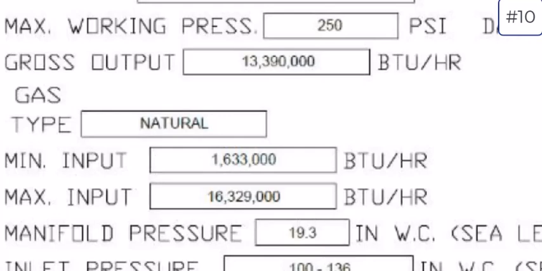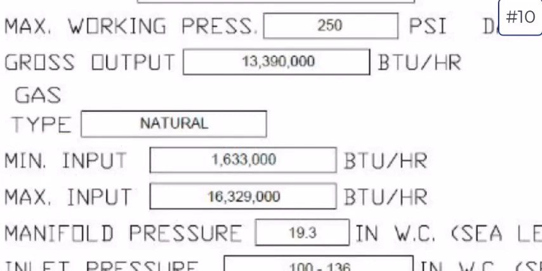Starting with gross output, we see that this boiler seems to be designed to meet about a 14 million BTUH, or BTU per hour load. So that's what the boiler can do on the high side. On the low side, there is a minimum input that gives us a clue to the capabilities of this boiler.